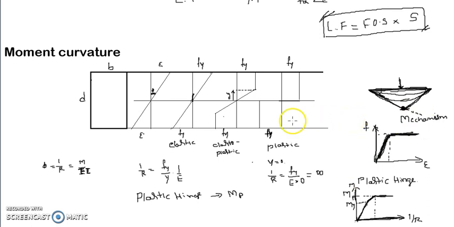So this is what you need to understand. This is what we mean by the curvature being infinity. The curvature at the plastic stage will be infinity, that is, it's going to be too high as compared to the curvature at the elastic stage. I hope it's clear. You need to give a thought to this moment curvature relationship. It is very important to understand in plastic analysis.